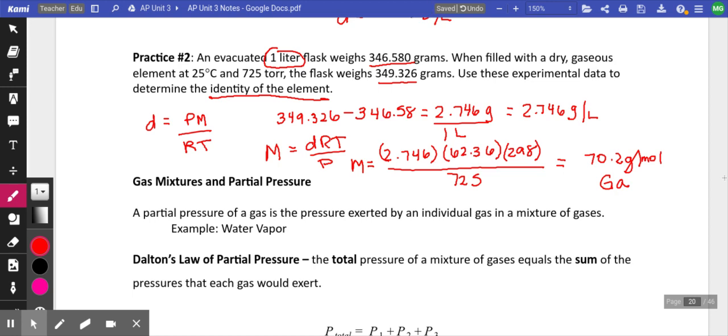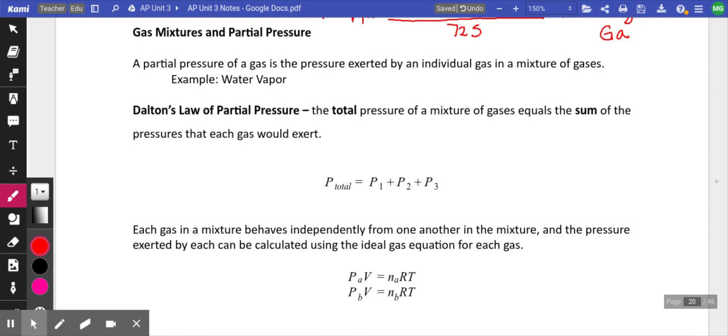All right, so that is my density and molar mass equations. And we can also look at gases in terms of their partial pressures. The partial pressure of a gas is the pressure exerted by an individual gas in a mixture of gases. So if I have a mixture of gases in the air, for example, oxygen, carbon dioxide, water vapor, I can measure the partial pressure of each of those gases individually. All of those partial pressures in that mixture will add up to give me the total pressure of the mixture.